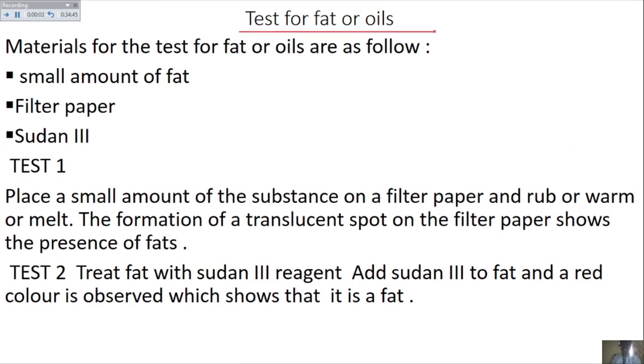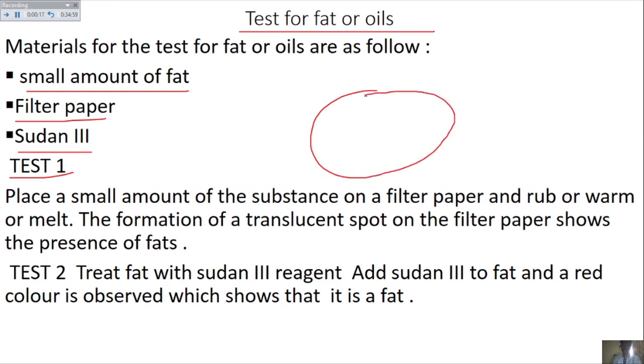Now, test for fat and oil. For us to test for fat and oil, we need a small amount of fat, we need filter paper, we need Sudan. Now, test one: you can place a small amount of fat on the filter paper and rub or warm or melt. What happens? You are going to see a spread of translucent spots on the filter paper, and that shows the presence of fat.